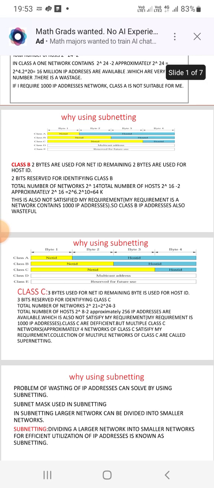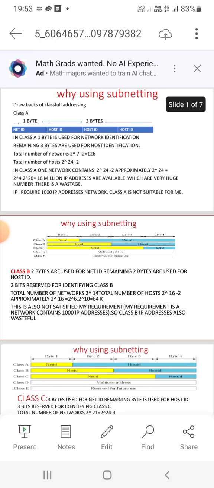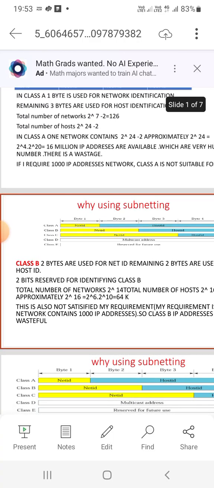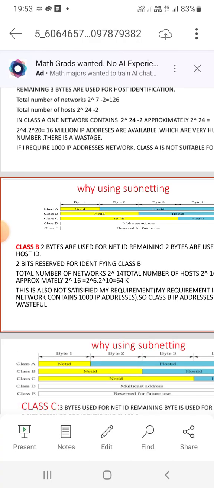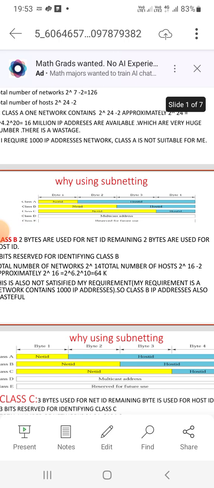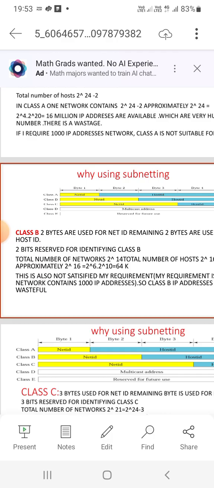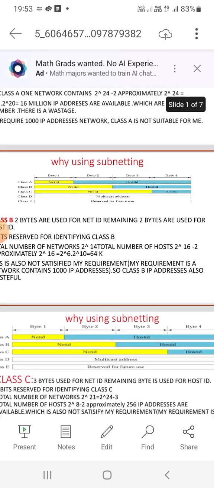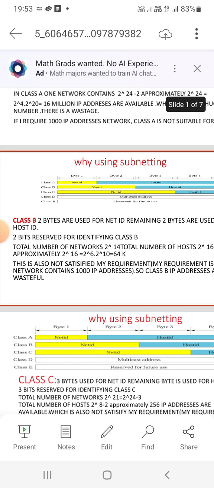Coming to class B. In class B, 2 bytes are used for net ID and the remaining 2 bytes are used for host ID. 2 bits are reserved for identifying class B, so the total number of networks in class B is 2 power 14. The total number of hosts is 2 power 16 minus 2, approximately 64,000 IP addresses in each network. This also does not satisfy my requirement of a network containing 1000 IP addresses, so class B is also wasteful.